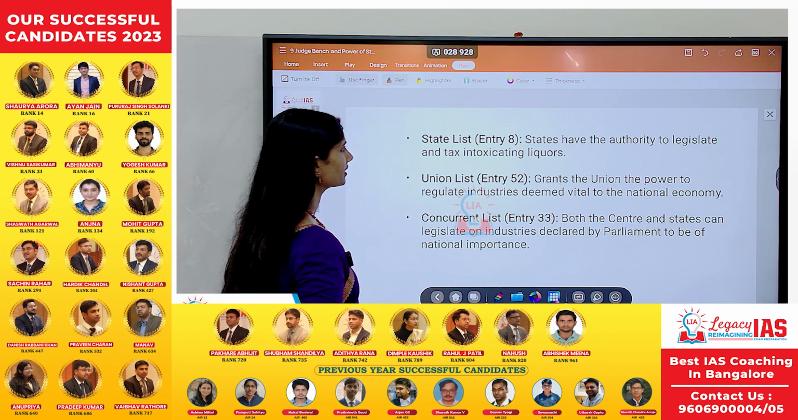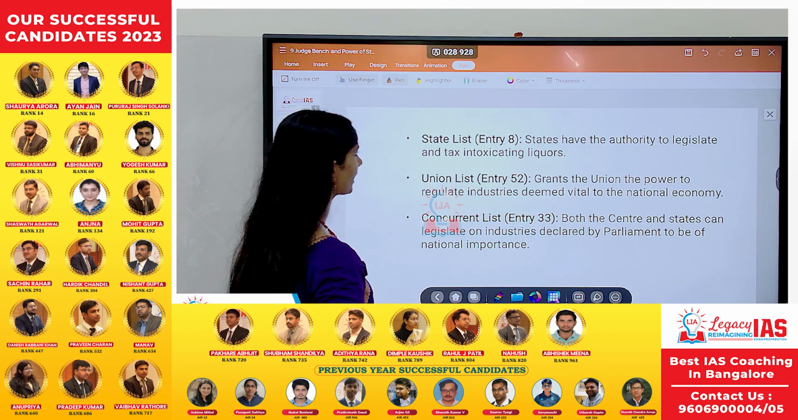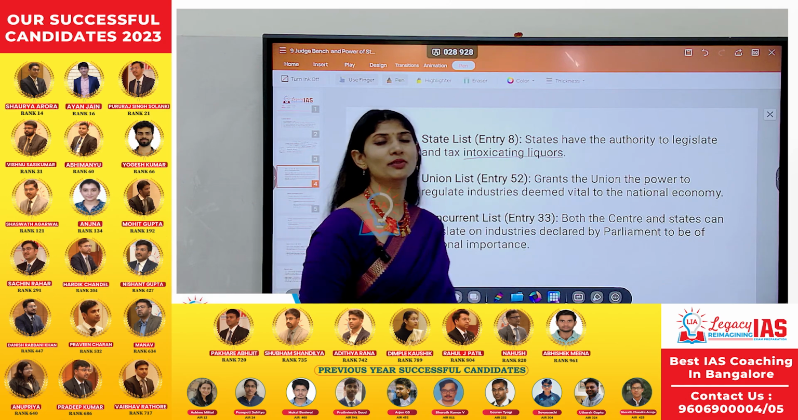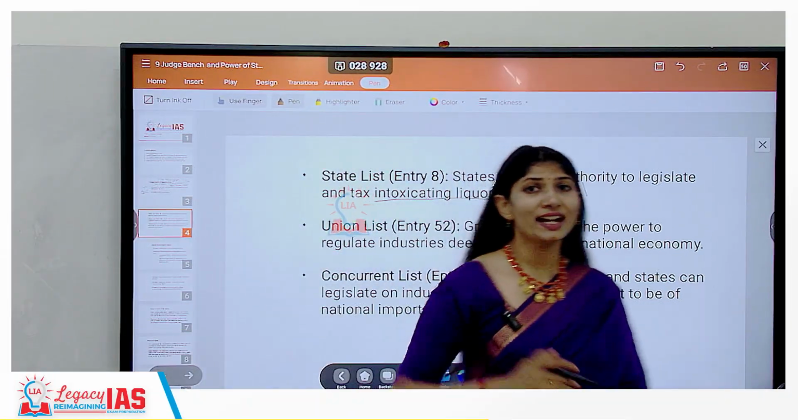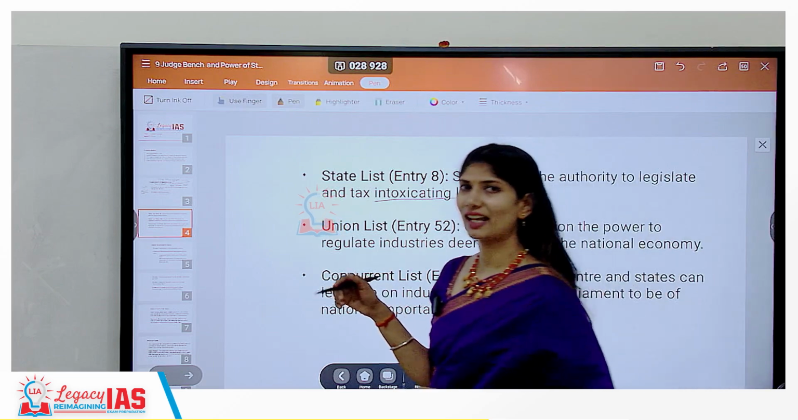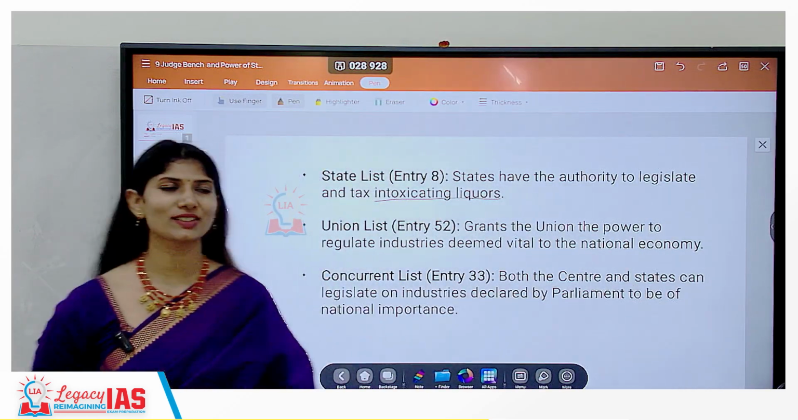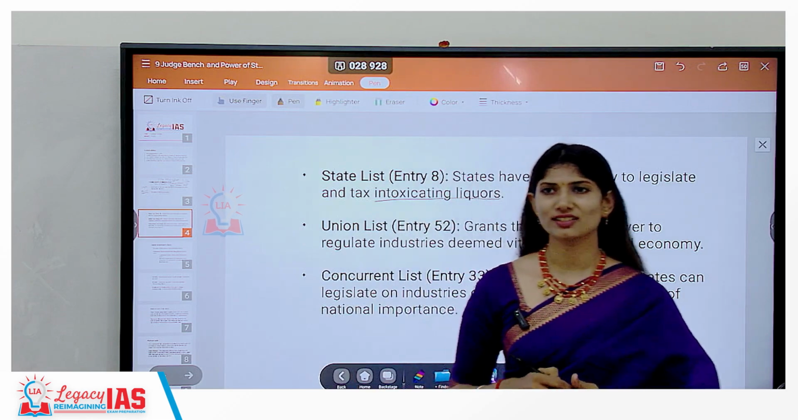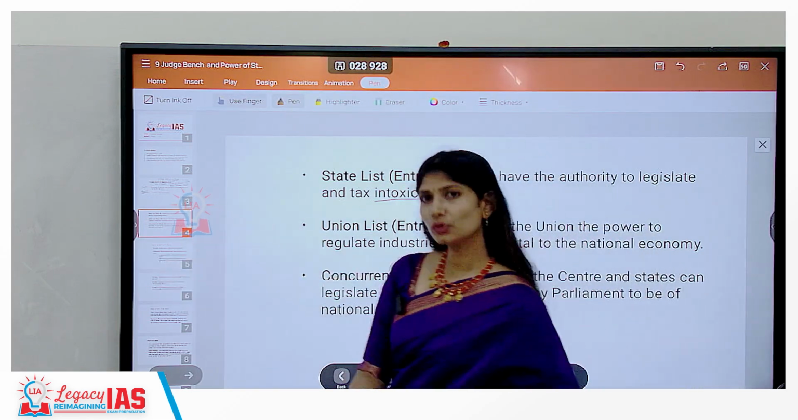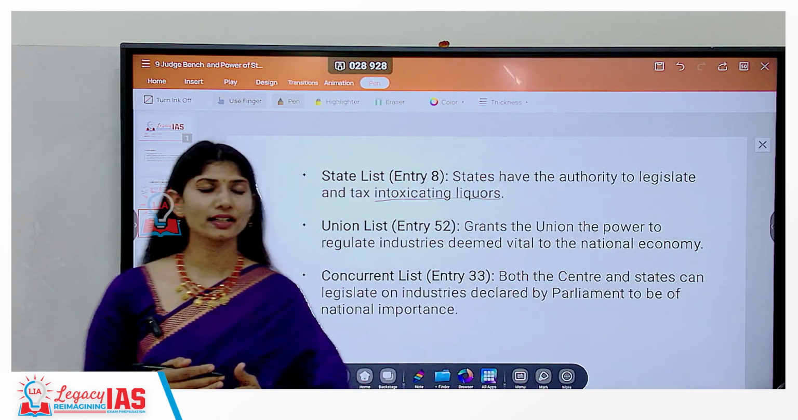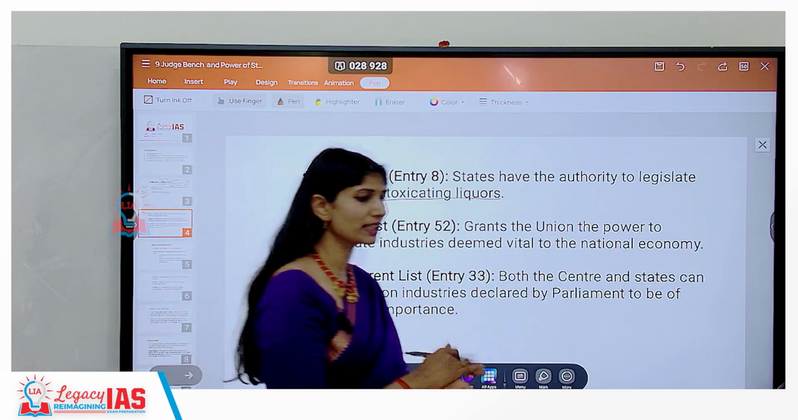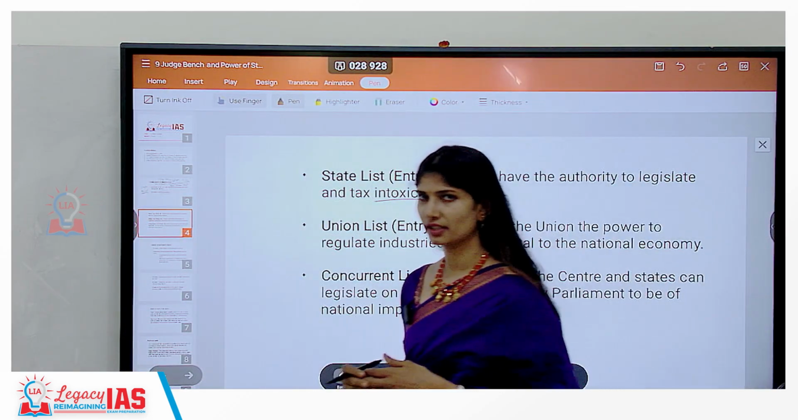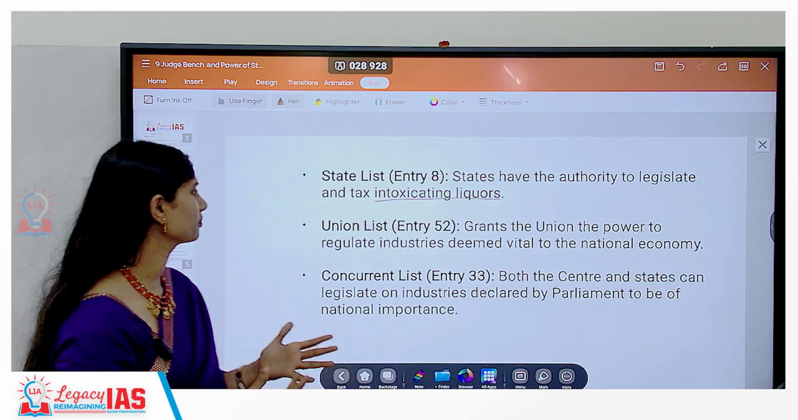The state list says states have the authority to legislate and tax intoxicating liquors. The argument stated was that industrial alcohol does not come under intoxicating, meaning it is not drinking liquor. No, then why do you want to charge it? States are saying, yeah, but they are using it. No, they are diverting it and producing illegal alcohol. So then it comes up in our turf, right? That's what your state's arguments are.